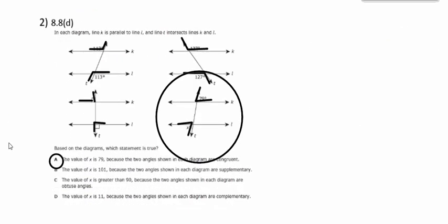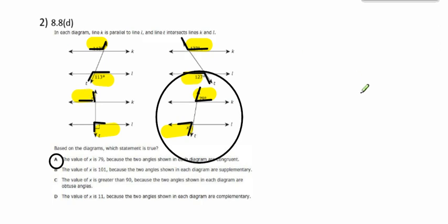Number two, well, all four of these pictures are showing you the same thing. And the vocabulary word is alternate exterior angles. They're on the opposite side of the transversal, the line that crosses, and they're on the outside of the parallel lines. So they're all congruent. All these are congruent. So it's 4 examples.